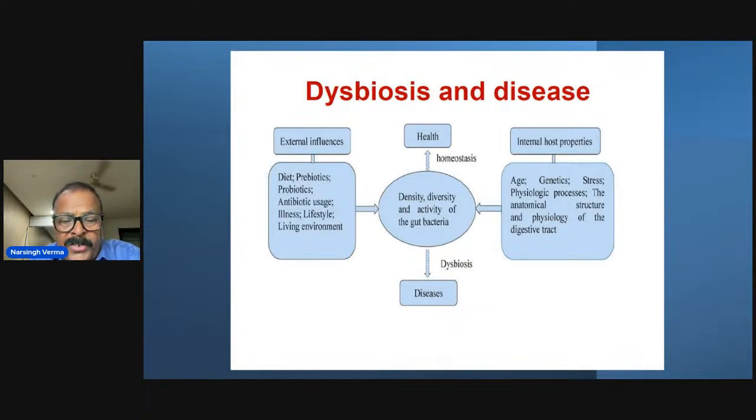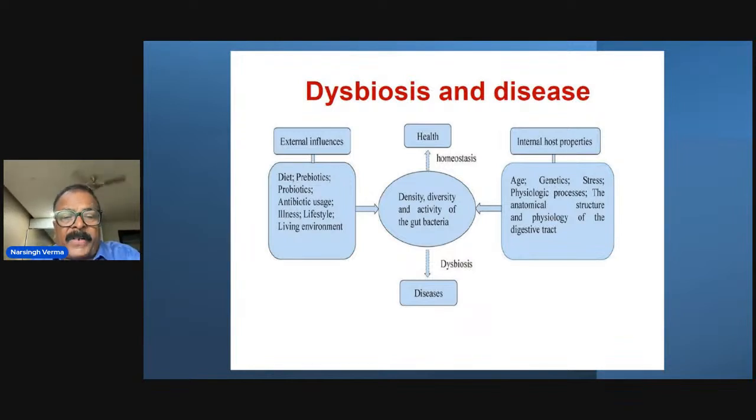This dysbiosis will lead to various diseases, and if these bacteria are corrected, how are they corrected? Either by diet, or by prebiotic, probiotic, or antibiotic, or by various other metabolic methods, then again the homeostasis is attained, and that leads to health again.